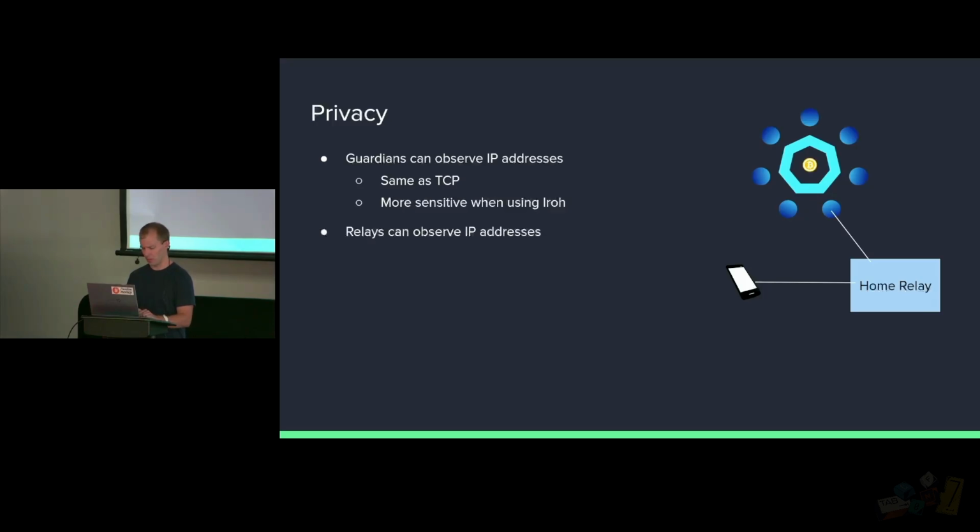Relays can observe IP addresses, but they can't observe the traffic. It's encrypted because QUIC is always encrypted. And that model, when it's a relay connection, not the direct connection, is sort of similar to Oblivious HTTP. The relay can see that there's a connection. It doesn't necessarily know what it is because all of the traffic is encrypted.